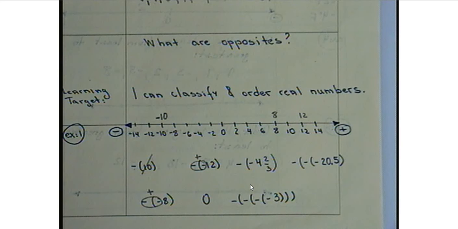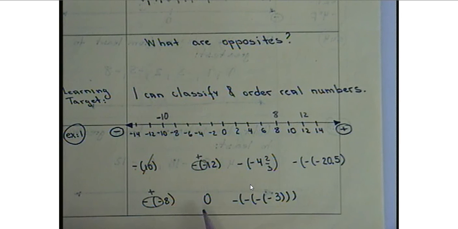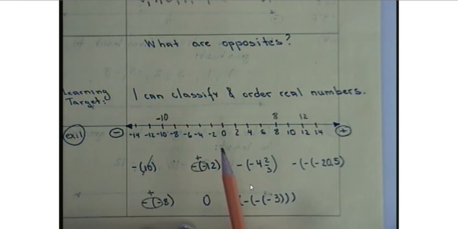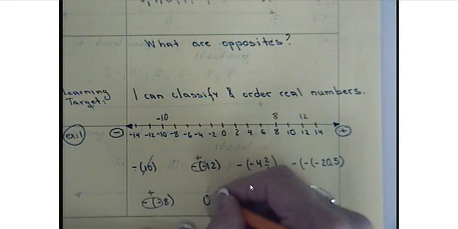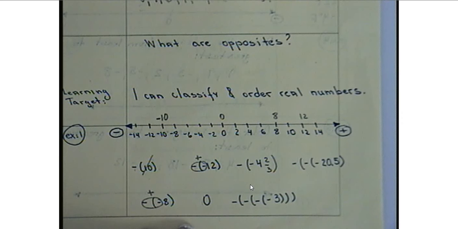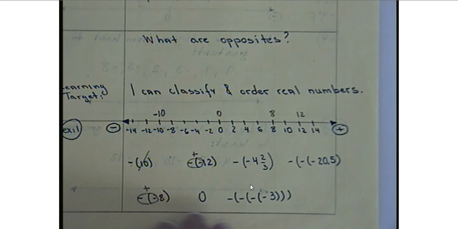Next one will be 0. So 0 is always in the middle of the line. So that will be my location, which is 0. And I will be done with this number as well.